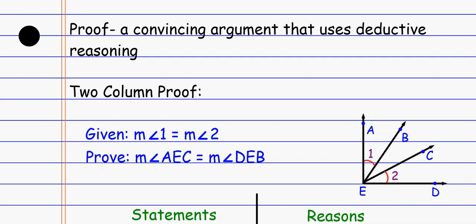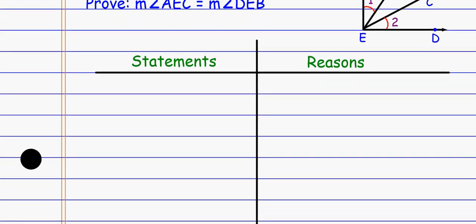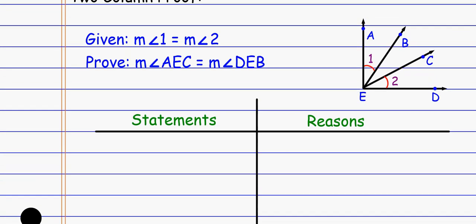And we're typically going to do this in a two-column proof style, and it's kind of like what we did in that previous example, where I put my statements, in other words, what I am doing, on one side, and then I put the justification, the reason, the property, what have you, on the other side. For example, it says, given that the measure of angle 1 equals the measure of angle 2, I want to prove that the measure of angle AEC is equal to the measure of angle DEB, all right?